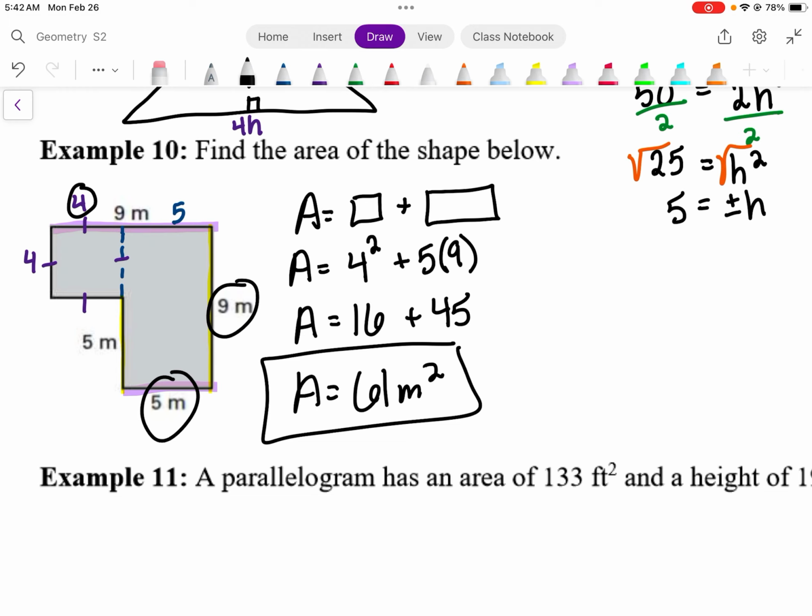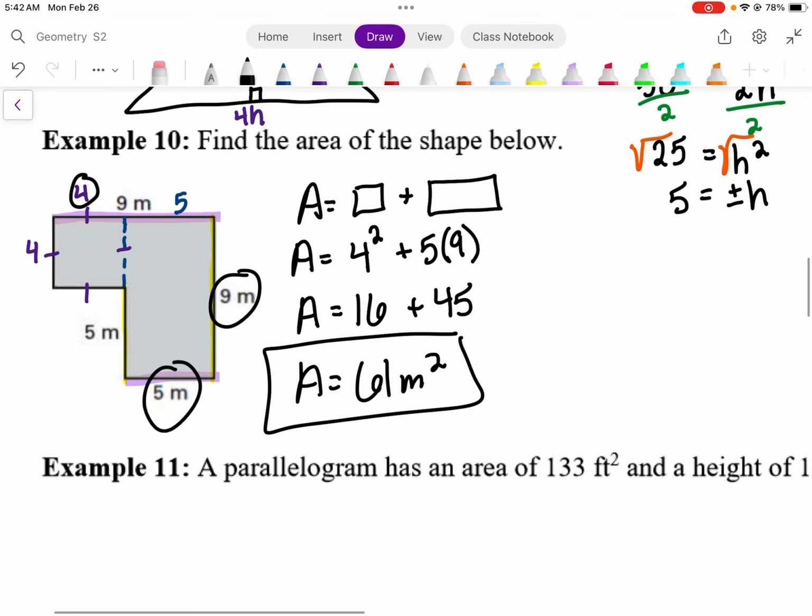So sometimes you're going to have what's called a composite shape. That's what this one is, where you're going to have to find the area of multiple different shapes before you can find the total area.